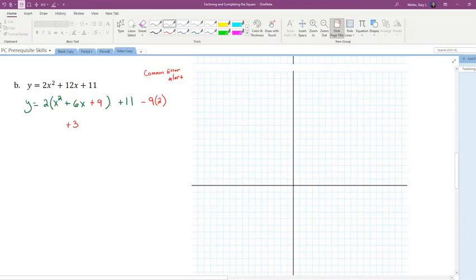So why did I do all of this? Well, the parentheses is now a perfect trinomial square, so it factors into this. I've still got my 2. Now I've got 11 minus 18, which is -7. And there we go. So now I see I have a vertical scale change of 2. So I'm going to shift over 1, 2, 3, down 7. 1, 2, 3, 4, 5, 6, 7. I have my vertex at -3, -7.